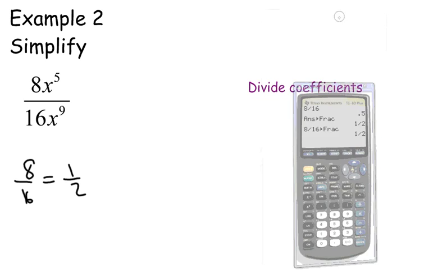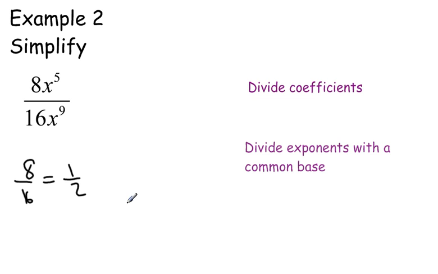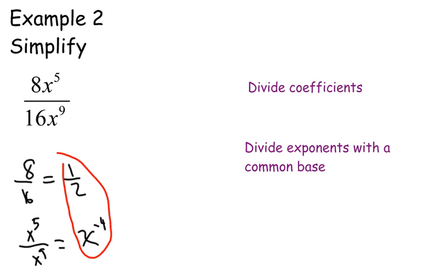So we divide the coefficients. Now we also have to divide the exponents with the common base. So that means we have to divide x to the fifth and x to the ninth, and that's going to be x to the negative 4. So if we put these together, we get 1 over 2 x to the negative 4.